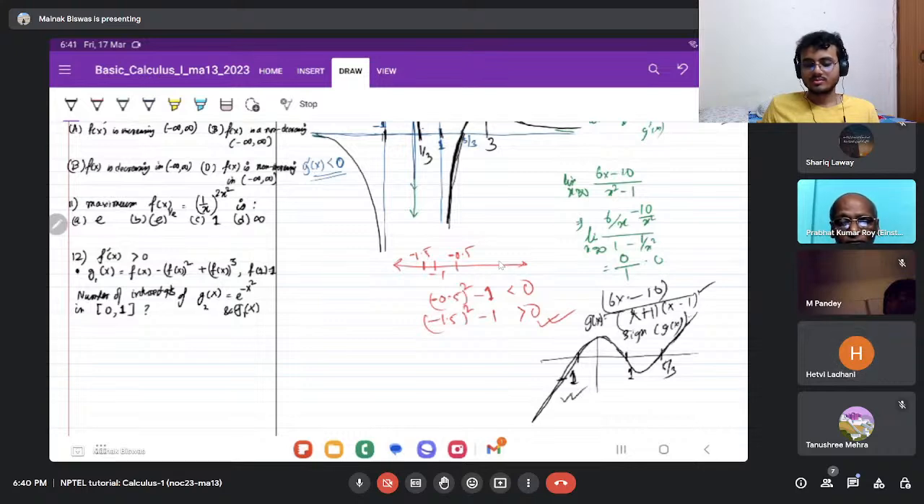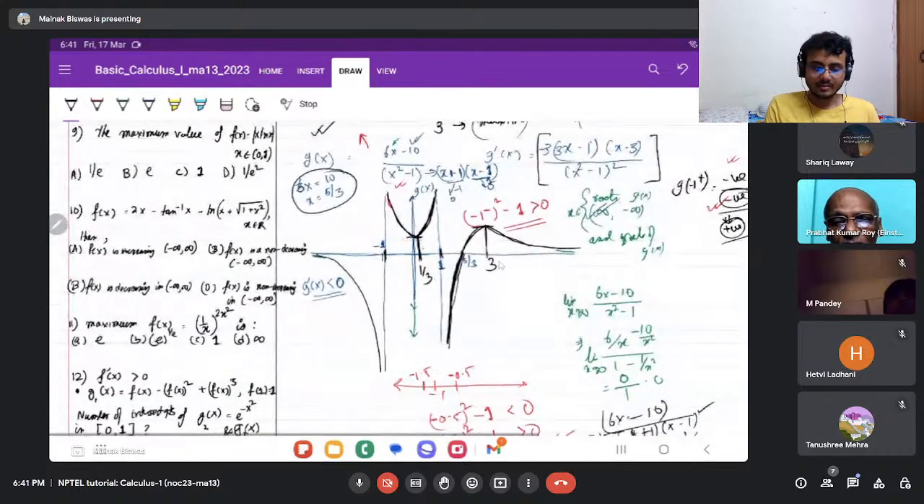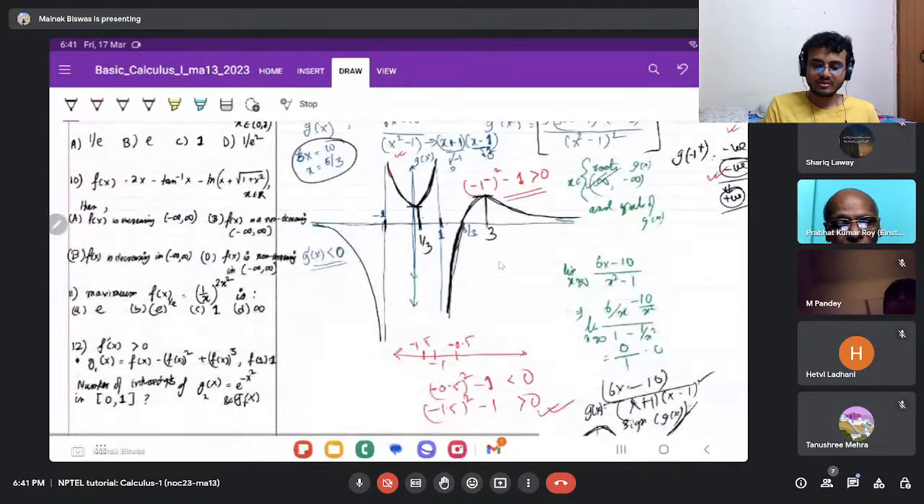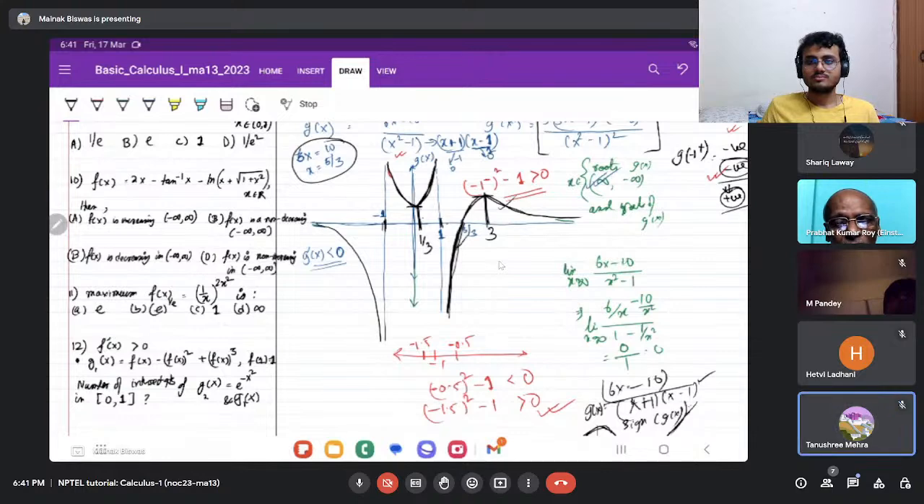Yes, sir. So less than minus 1, it's negative. Between minus 1 and 1, it's positive. Between 1 and 5 by 3, it's negative. And then it's positive and has a maxima at 3. And it's not the global maxima, because global maxima is not defined for this function. On this part, it goes to infinity. So whoever told it's a global maxima, it's not a global maxima. Right?